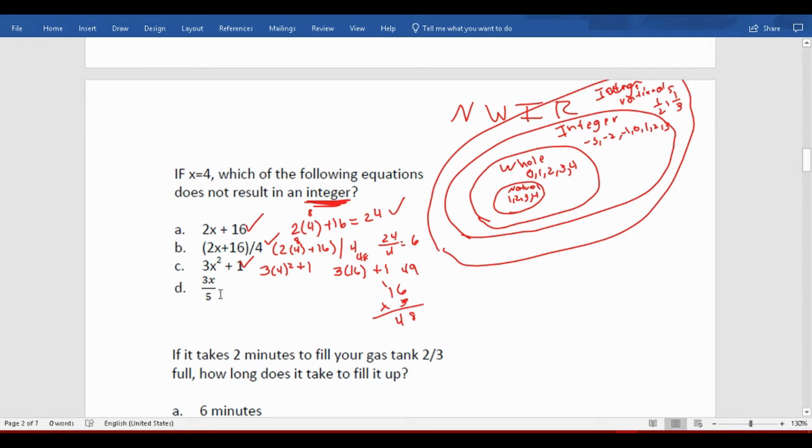That leaves us with D as the only remaining possibility. So let's go ahead and plug it in. 3 times 4 divided by 5. 3 times 4, of course, is 12 over 5. And since 5 doesn't go into 12 evenly, we're going to have to leave this as a fraction, which, as I mentioned at the beginning of this problem, rational numbers are fractions that don't repeat. And this right here is a fraction, so we're done. We know D is not an integer. It's a rational number.